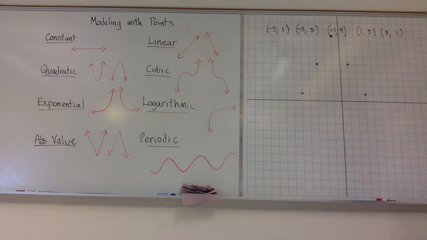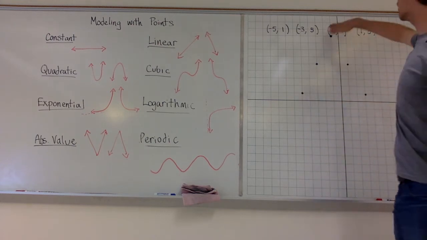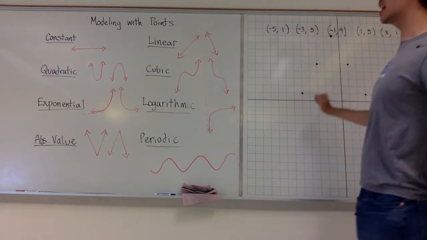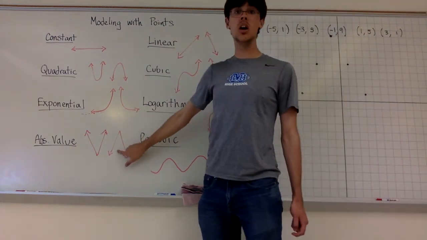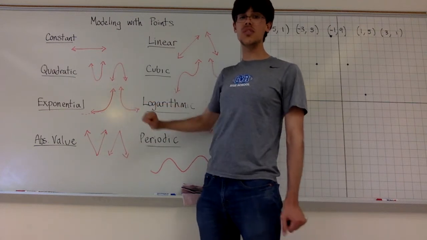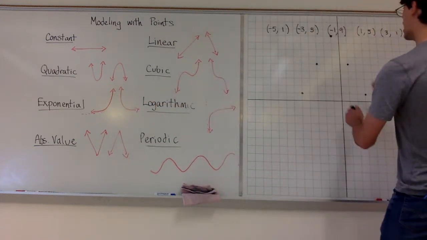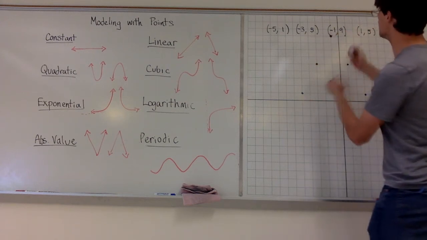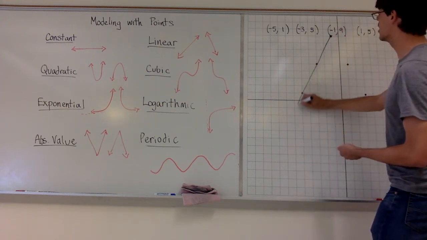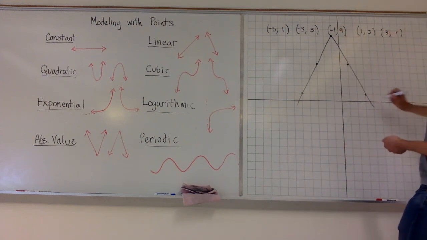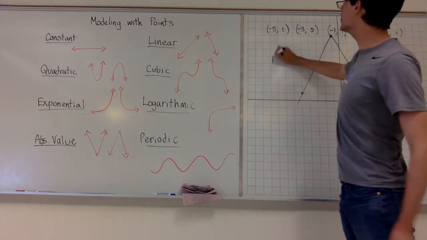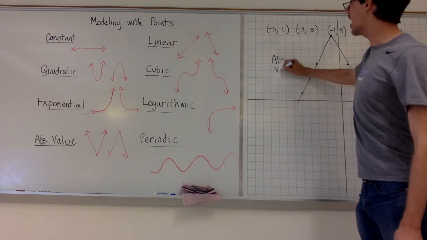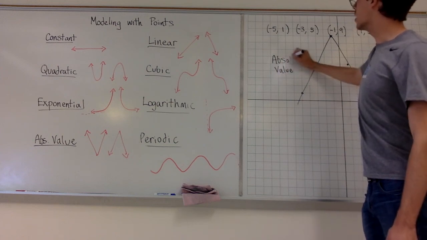So you can kind of do process of elimination here. My points are going up and they come back down. That could potentially be absolute value, or it could be quadratic. We just have to decide if it's straight or if it's curved. And if you look, the rise over run on these points is the same. This makes a V, not a parabola. It's very straight to connect these points right here. You can draw a straight line through them. That means that these points are modeled by an absolute value equation.